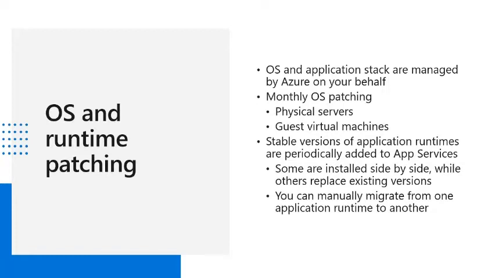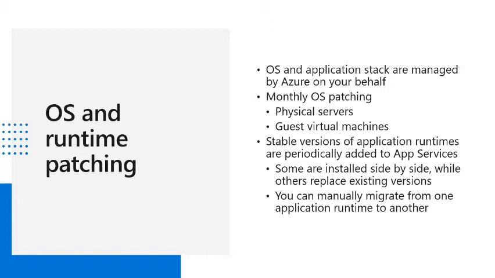OS and runtime patching. App Service is a platform as a service, PaaS service, which means that the OS and application stacks are managed for you by Azure. You only manage your application and its data. Azure manages OS patching on 2 levels: the physical server and the guest virtual machines that run on App Service resources. Both are updated monthly. These updates are applied automatically in a way that guarantees the high availability SLA for Azure services.